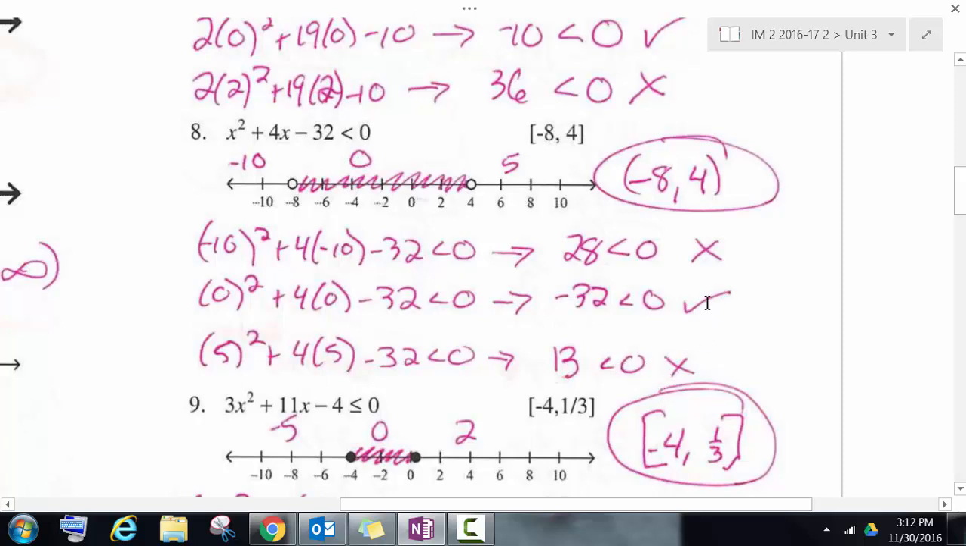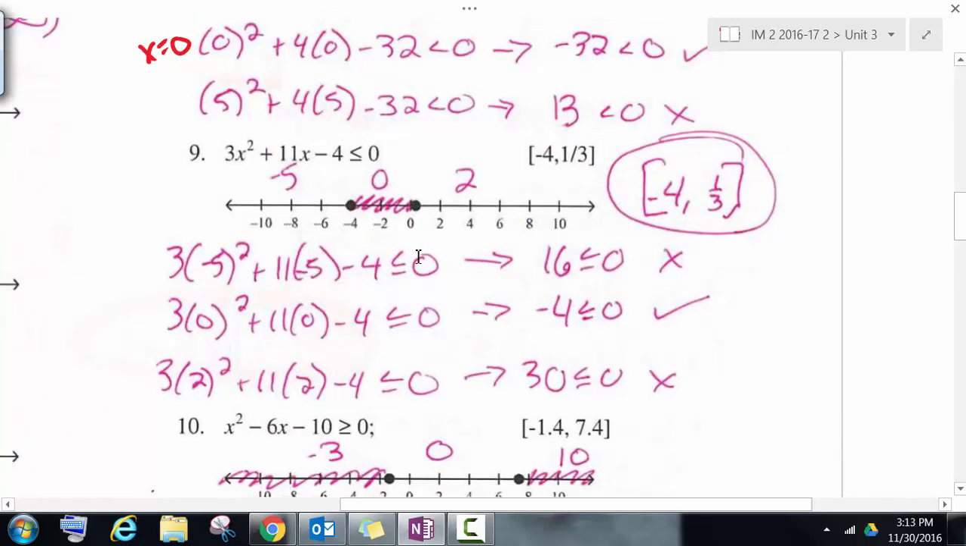And so my answer is where 0 is. So that's in between again, so I shade in between. So it's from negative 8 to 4, parentheses, because they're both open circles. Again, the reason we're shading in between is because x equals 0 worked. x equals 0 is in the middle, so that's why we're shading in the middle.